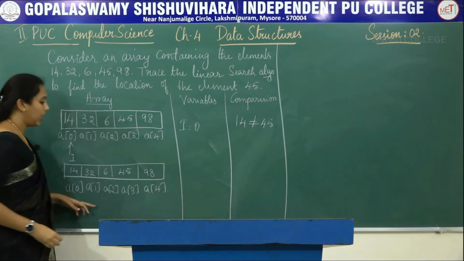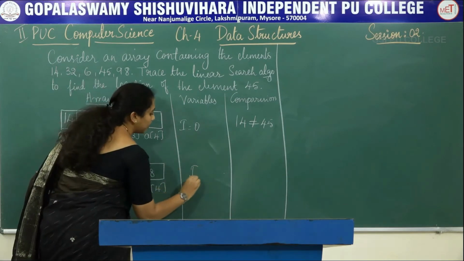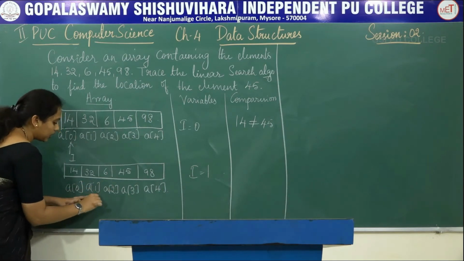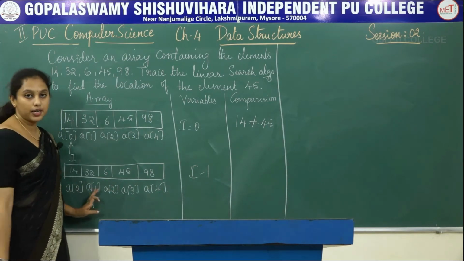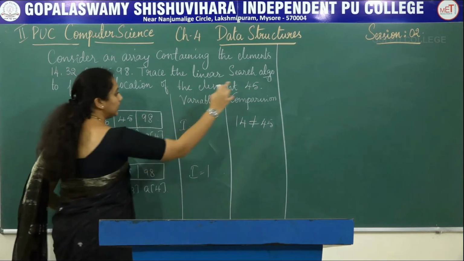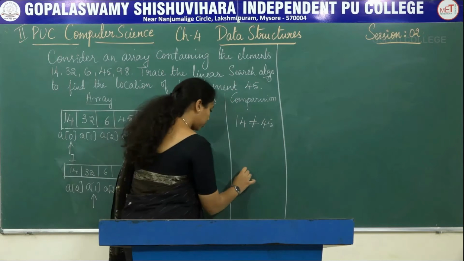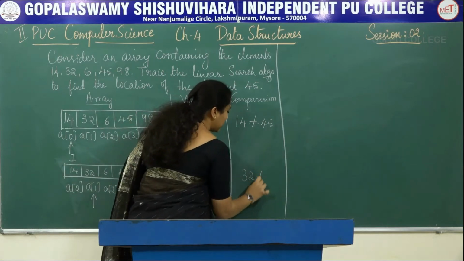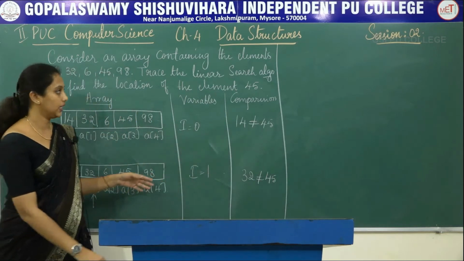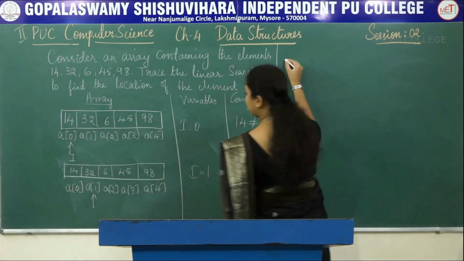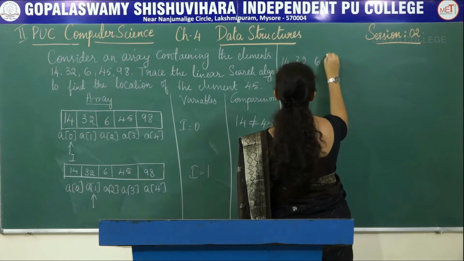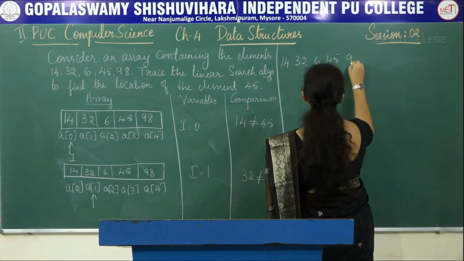Here I gets incremented, the value of I is 1. So we are comparing with the next element of the array. What is the value of the next element? 32. Is 32 equal to 45? No, 32 does not equal 45. Hence I gets incremented.